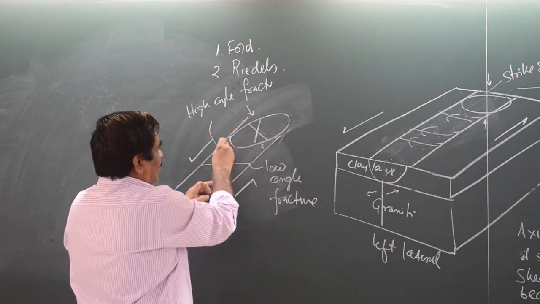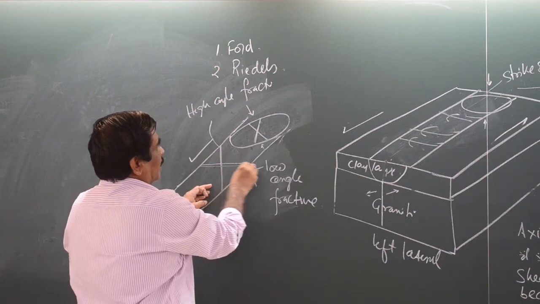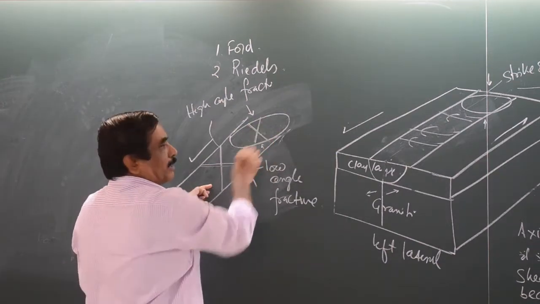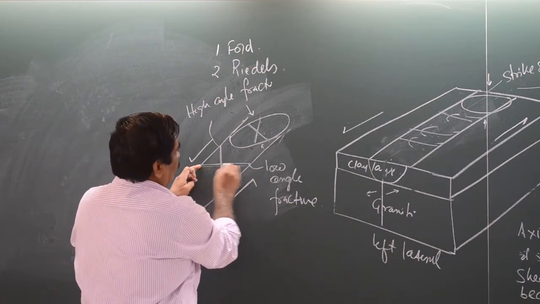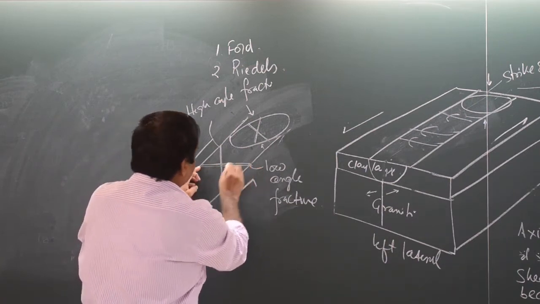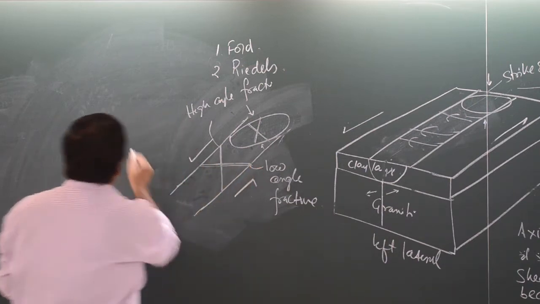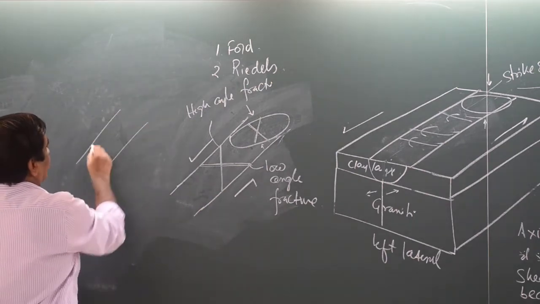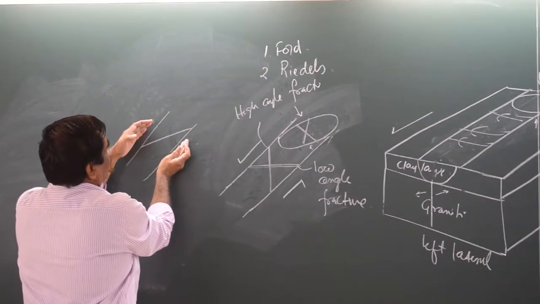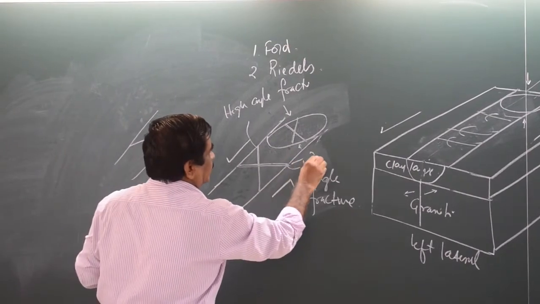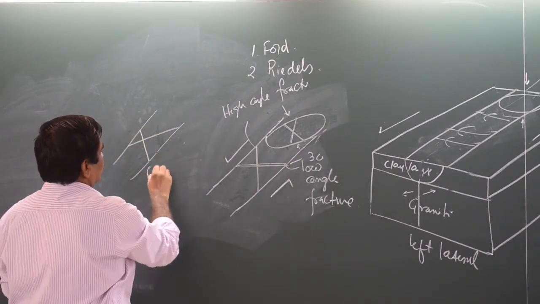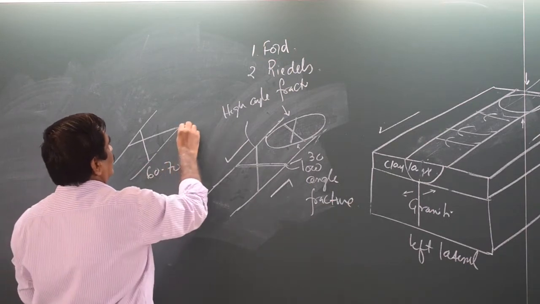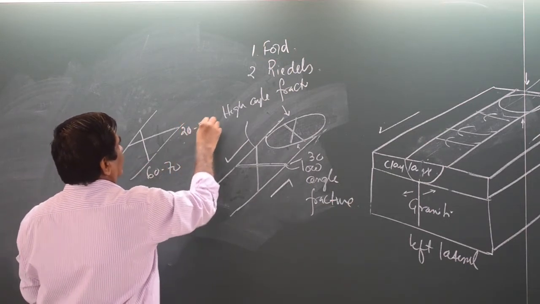I drew this fracture like this, this fracture like this. Understood? So this I am taking as low angle. Low angle in this sense, you see. So this is a low angle, maybe around 30 degree. The other will be a little higher angle. This may be around 60 degree to 70 degree. This will be around 20 degree.